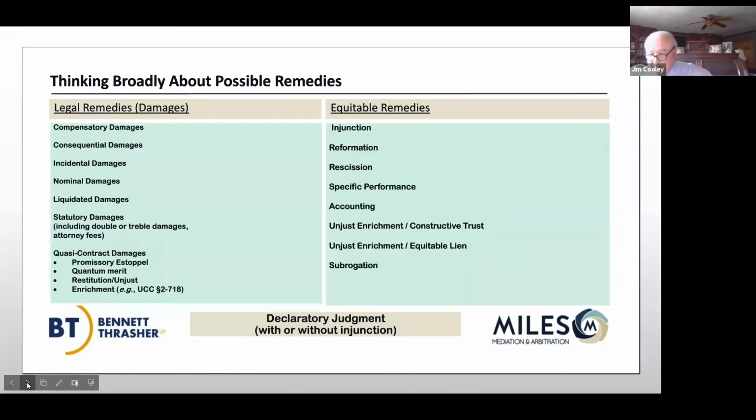I want you to be thinking broadly about possible remedies. You have to know them, and you have to know how your jurisdiction of choice applies them before you can effectively mediate a claim involving damages or other available remedies. The question is, at the outset or early on, what is actually recoverable?